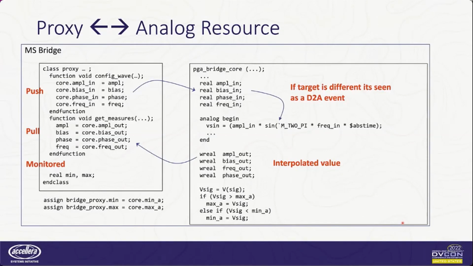Or you can have monitored values, in which case whenever a signal down inside the core gets updated, that value will then be passed into the MS bridge, which will then be passed into the proxy via the assign statement. And so this will just trigger anytime a value is updated inside the core. Anything watching that on the UVC side will see the update and will trigger.